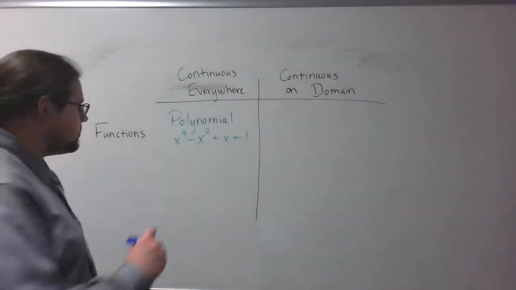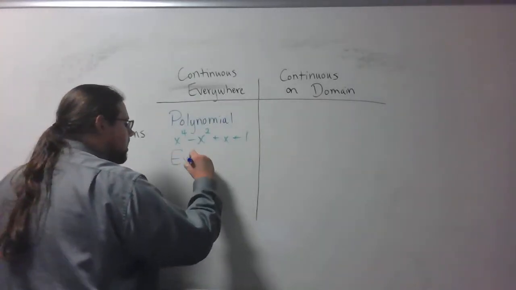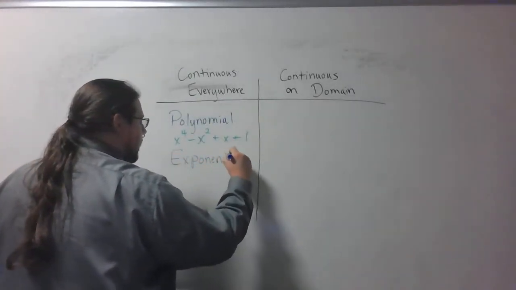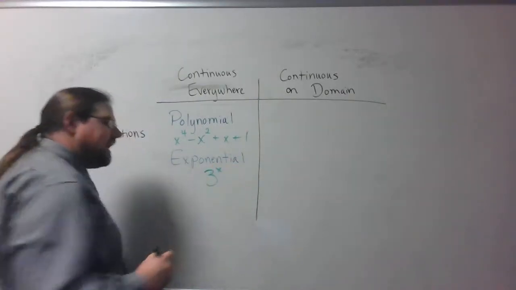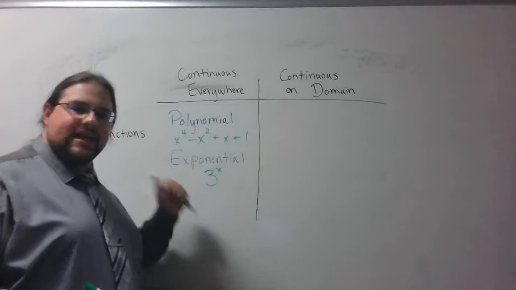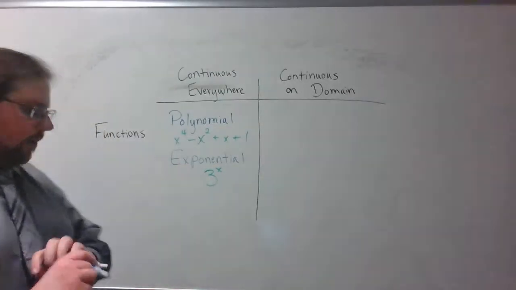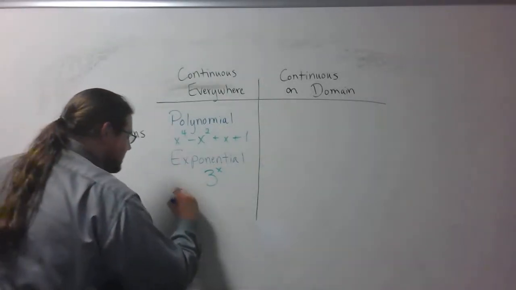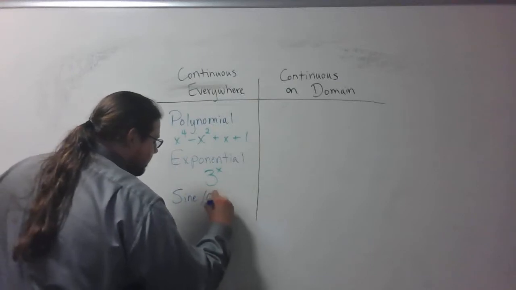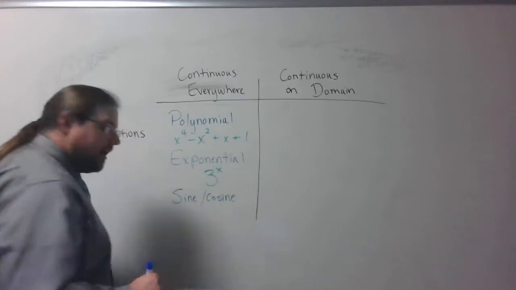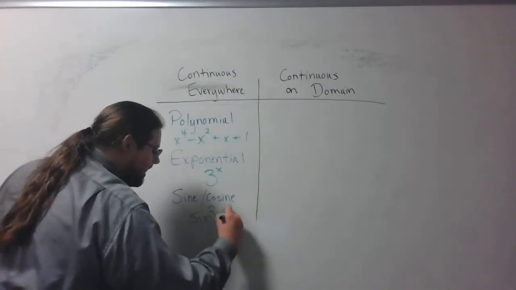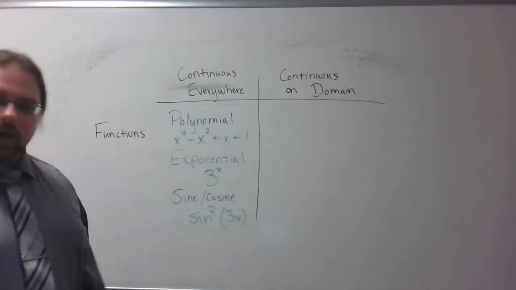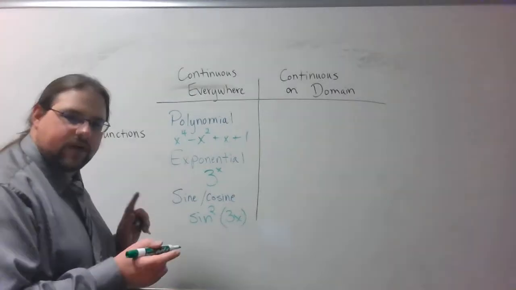Let me go over some others. An exponential function is going to be continuous everywhere. All right? Now, exponential functions, remember, have an x in the exponent. Again, let me repeat. They are continuous everywhere. Now, next part. Sine and cosine are functions that are continuous everywhere. So no matter what's plugged into them, or if it's a sine squared, doesn't matter. If it's a sine or a cosine, it's continuous everywhere.